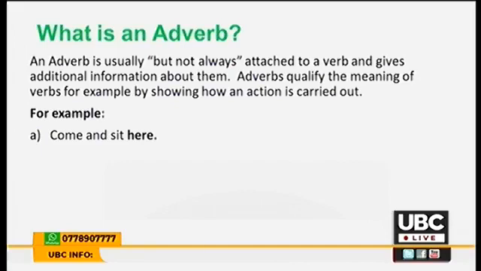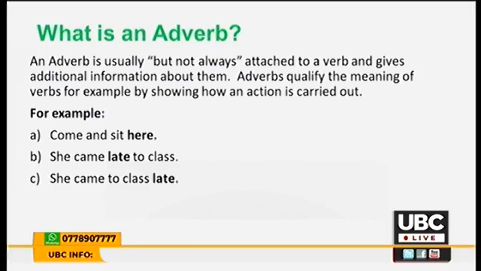For example, we have a sentence, come and sit here. I'm sure you can identify the verb there, sit. So there is a word here that is in bold, come and sit here. So it is showing, please, come and sit where? Here. So it is qualifying the sitting. And then she came late to class. When? Late. So that is to do with the time. She came late to class. That is an adverb.